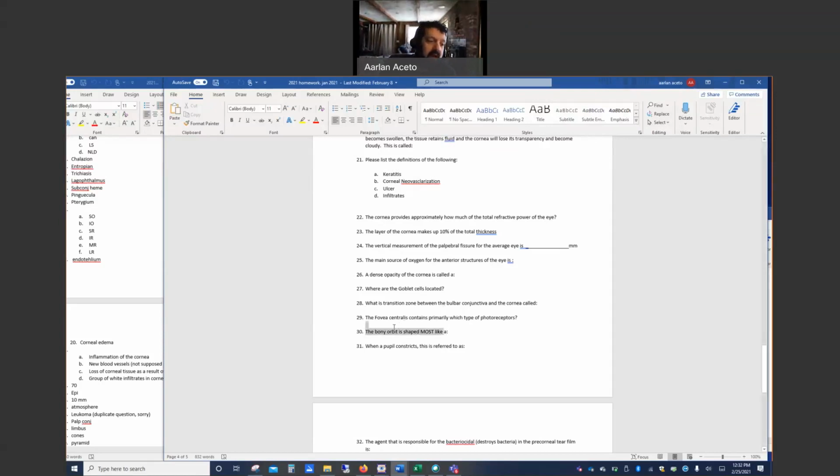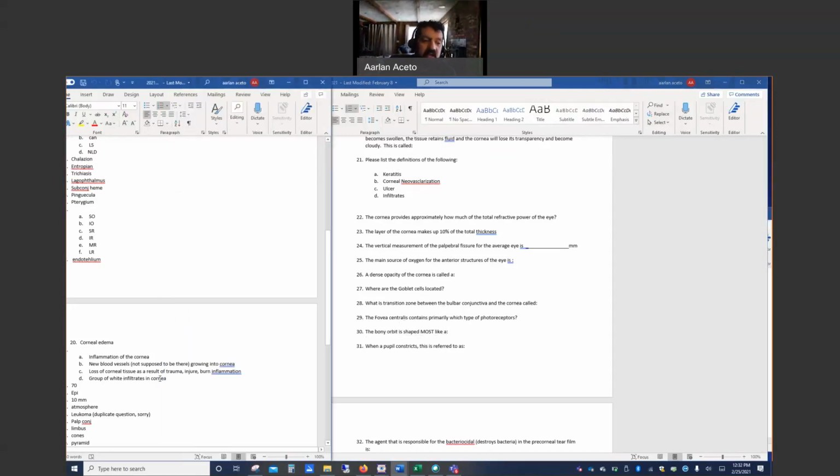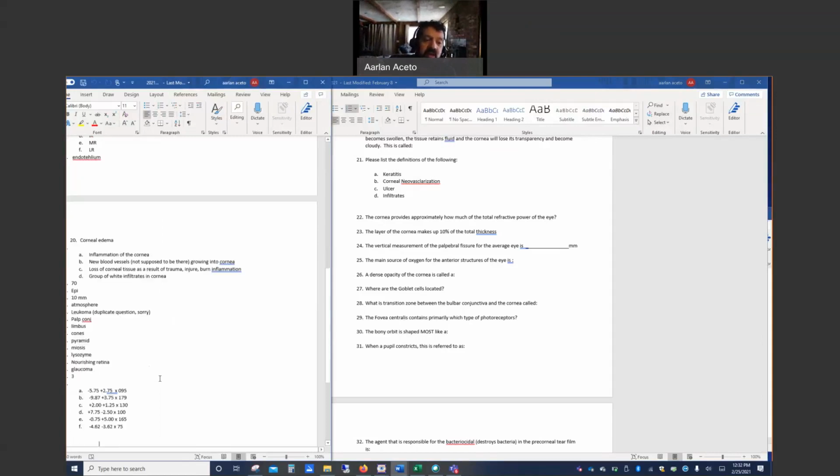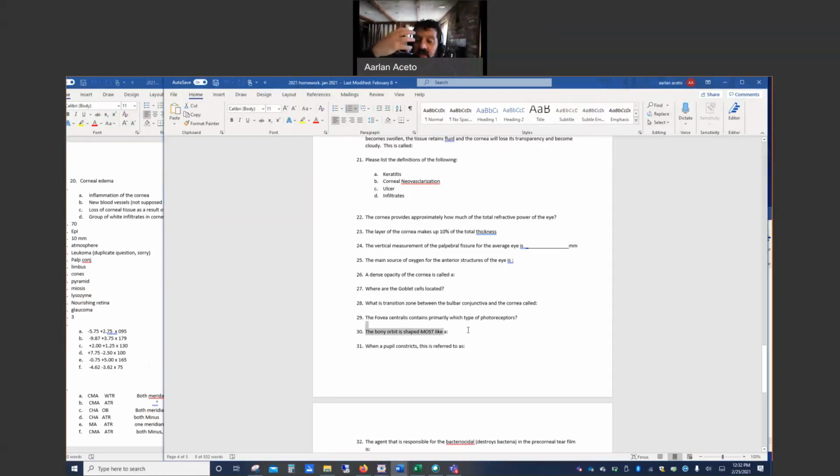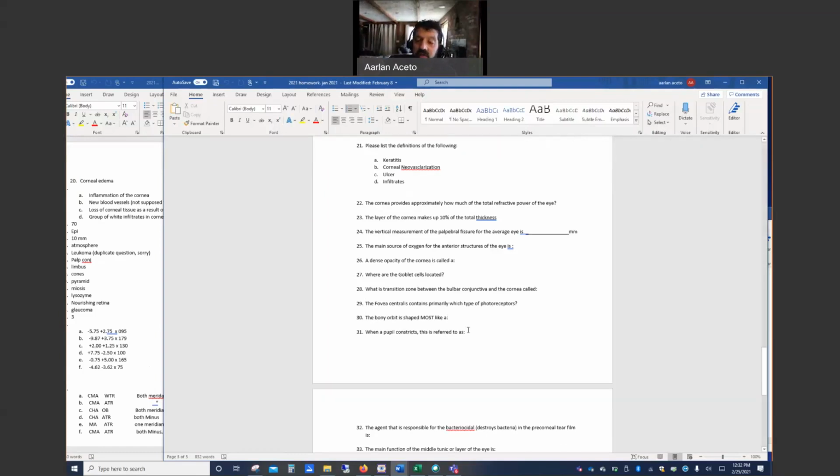Bony orbit, I had all sorts of stuff. Pyramid is fine. Cone is fine. Again, I just want to make sure that if you look, it's wide open on the inside and it goes back into a point. There's a lot of answers for this, but I just wanted to make sure you knew how it looked to accommodate the eye and all the extraocular muscles.